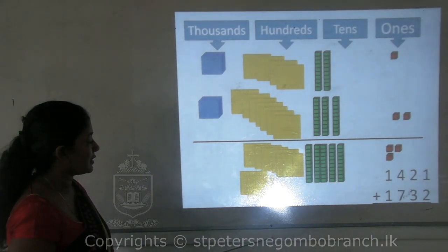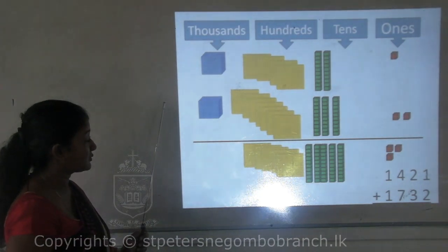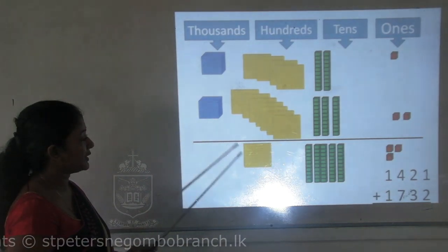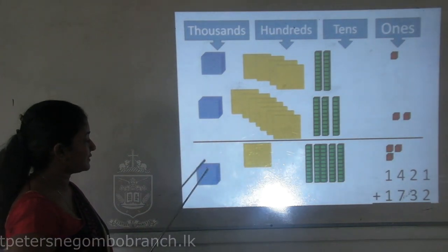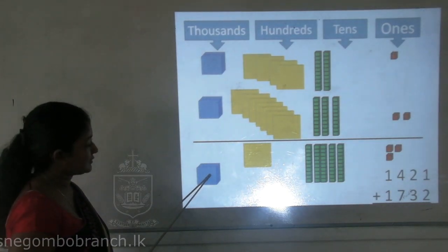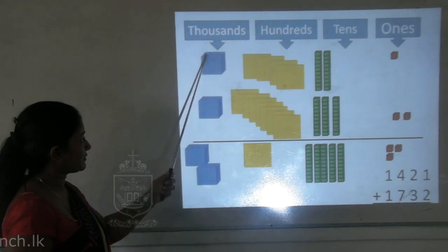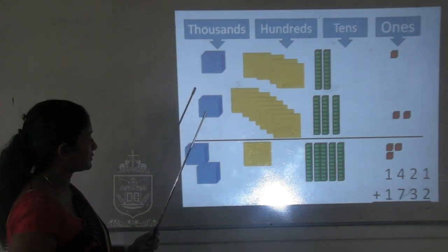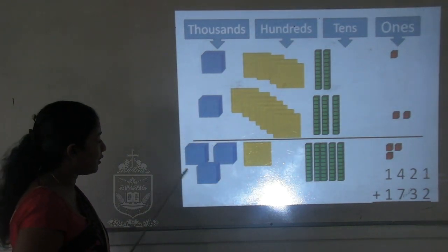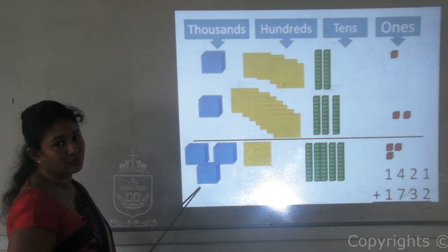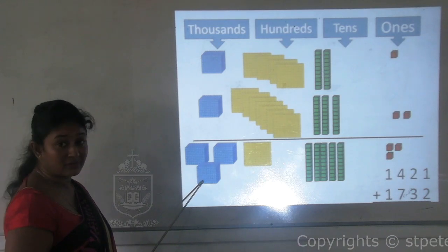I'm going to carry them to the 1000s place. Only one hundred is left here. You can see only 1000 here. Now we can see the next 2000s. Now, all together, how many thousands are there? There are 3000. Shall we read this number?